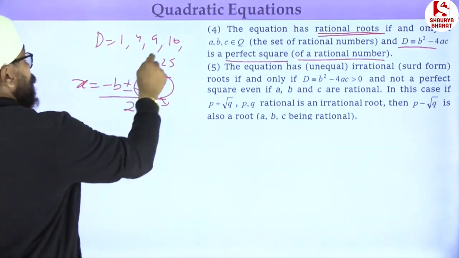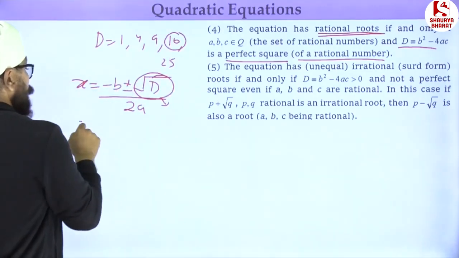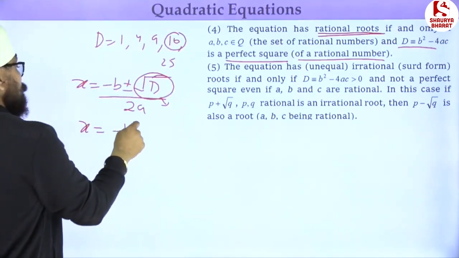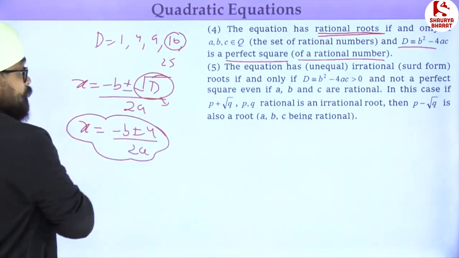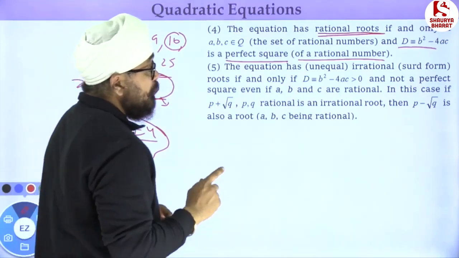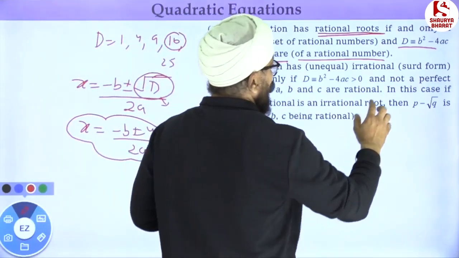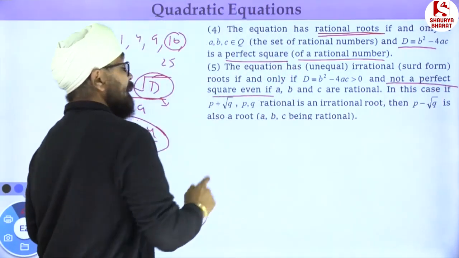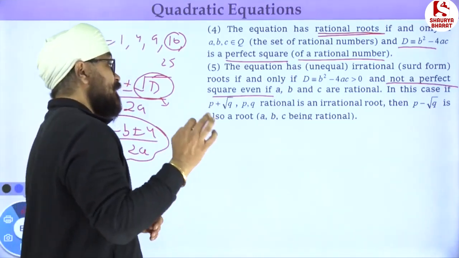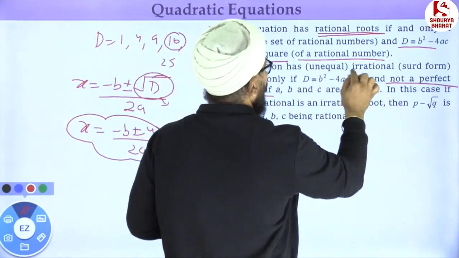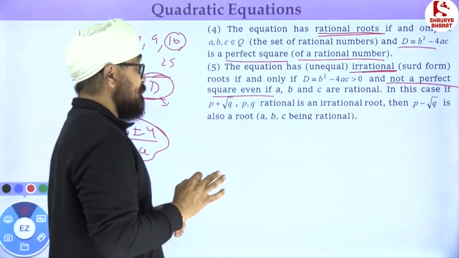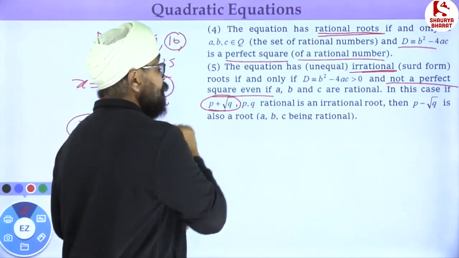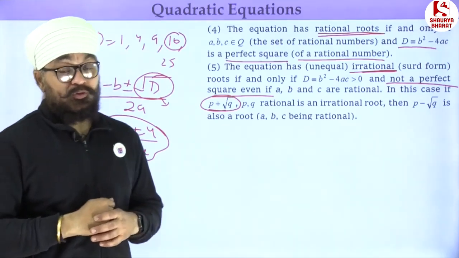Say for example, if I am picking up this 16, I will get x equal to minus b plus or minus 4 upon 2a. We will not get a square root. But if it is not a perfect square, like any other number apart from this, definitely we will have unequal and irrational numbers, or in the form of surds, that is, a square root term would be there in these types of roots.